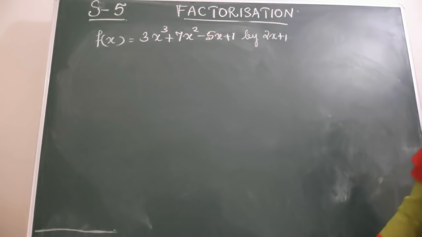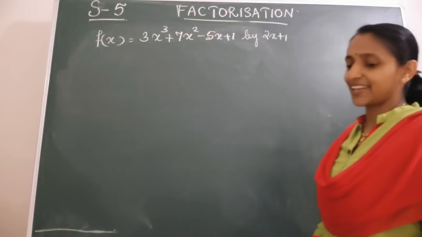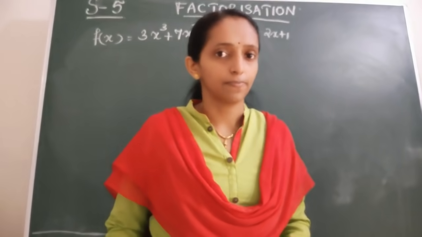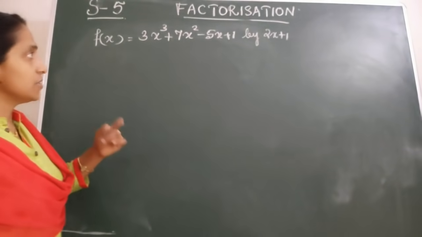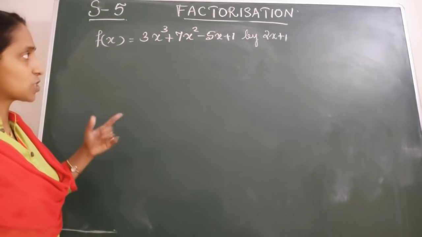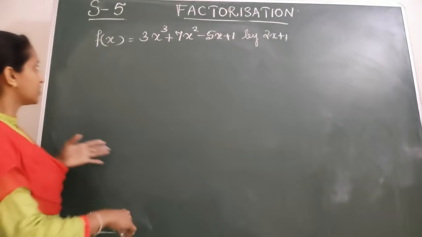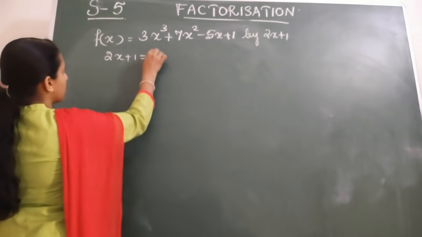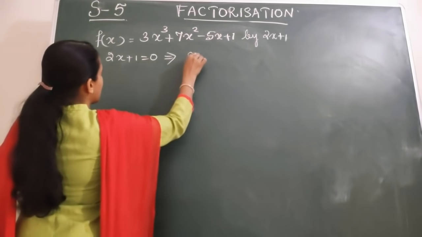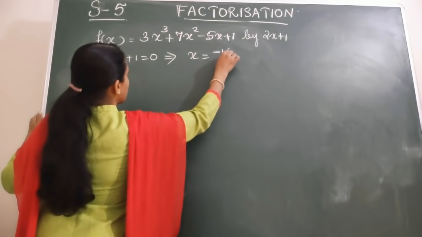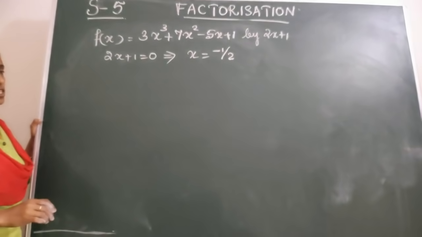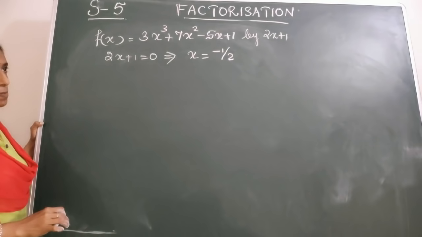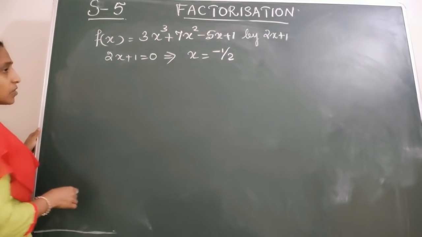Check it. How will you find out? You will equate 2x plus 1 to 0. 2x plus 1 equal to 0 implies that you will get the value of x as minus 1 by 2. Are you getting x value as minus 1 by 2? Yes. Then what to do?